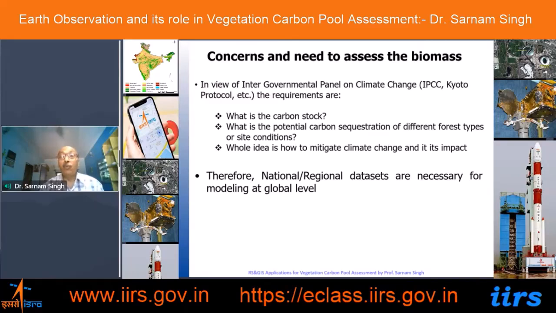Then we should know what is the potential of carbon sequestration of these 221 types of forest. Do we have that number? We do not have, in fact. We have it for major classes, let me say sal forest, teak forest, or dry deciduous forest, or moist deciduous forest, or evergreen forest. We may have some numbers, but we do not have a type-wise number.